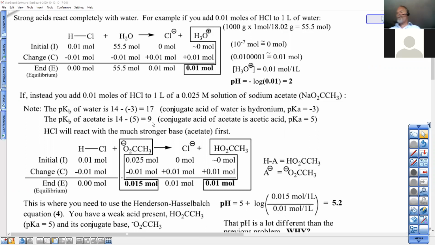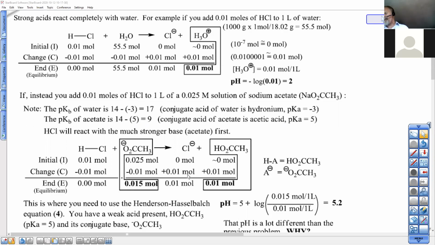That's 10 to the power of 8 times more basic, which is, if my math is correct, 100 million times more basic. Please react the acid with the thing that's 100 million times more basic. I'm starting with 0.025 moles of acetate. It says right here, 1 liter of a 0.025 moles per liter solution. And I'm going to react all of my HCl. Every time you react an HCl, you lose an acetate. So you're going to lose that amount of acetate. You're going to gain this much Cl minus.